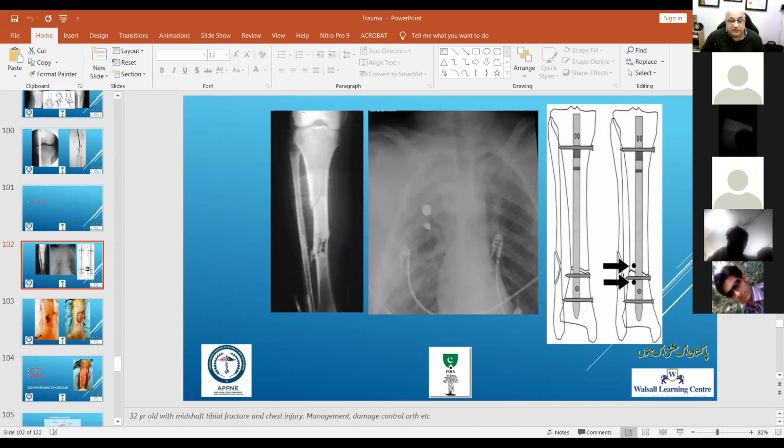You have to operate them on the flow phase. So you need to operate them before they go into negative nitrogen balance or after the nitrogen balance has been corrected. The only way to know that is the hydroxyproline level in the urine.